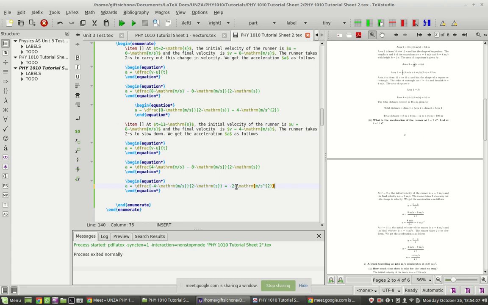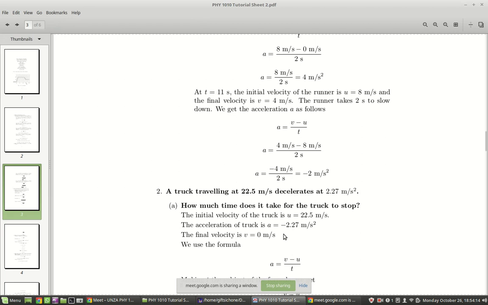Are we clear? Yes. The formula for acceleration, you're just working out the slope. You're working out the change in velocity divided by how much time it took. That is just a slope. And you're all getting this from the velocity time graph.